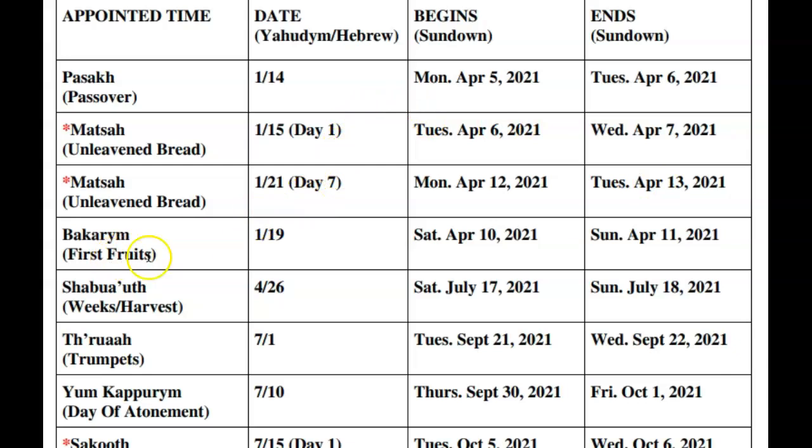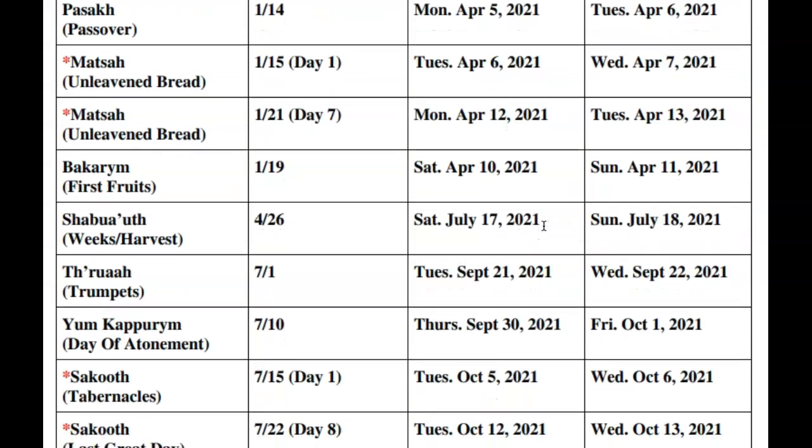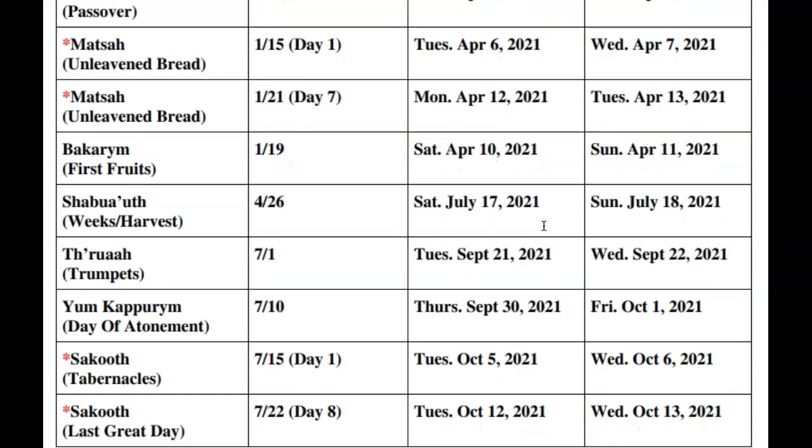Then there's also first fruits that occurs right around the middle of it, which will be the first day of the week, or so-called evening Saturday, April 10th through Sunday, April 11th, 2021, from sundown to sundown. Then you have the summer appointed time, which is the Feast of Weeks, commonly known as the Harvest Festival. It's incorrectly known as the Pentecost, and we've gone over that on multiple occasions, and we've talked about that in a video before.